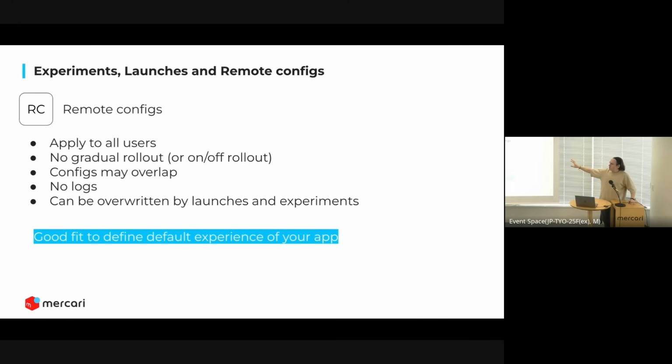For the remote configuration, when the client gets information from our system, they will not emit logs, because logs are expensive, and we reserve logs to run experiments because they are very important when we run experiments. So for configs, there may be no logs. And remote configurations can be overwritten by launches and experiments. And it makes this tool a very good fit for defining the default experience for your users.